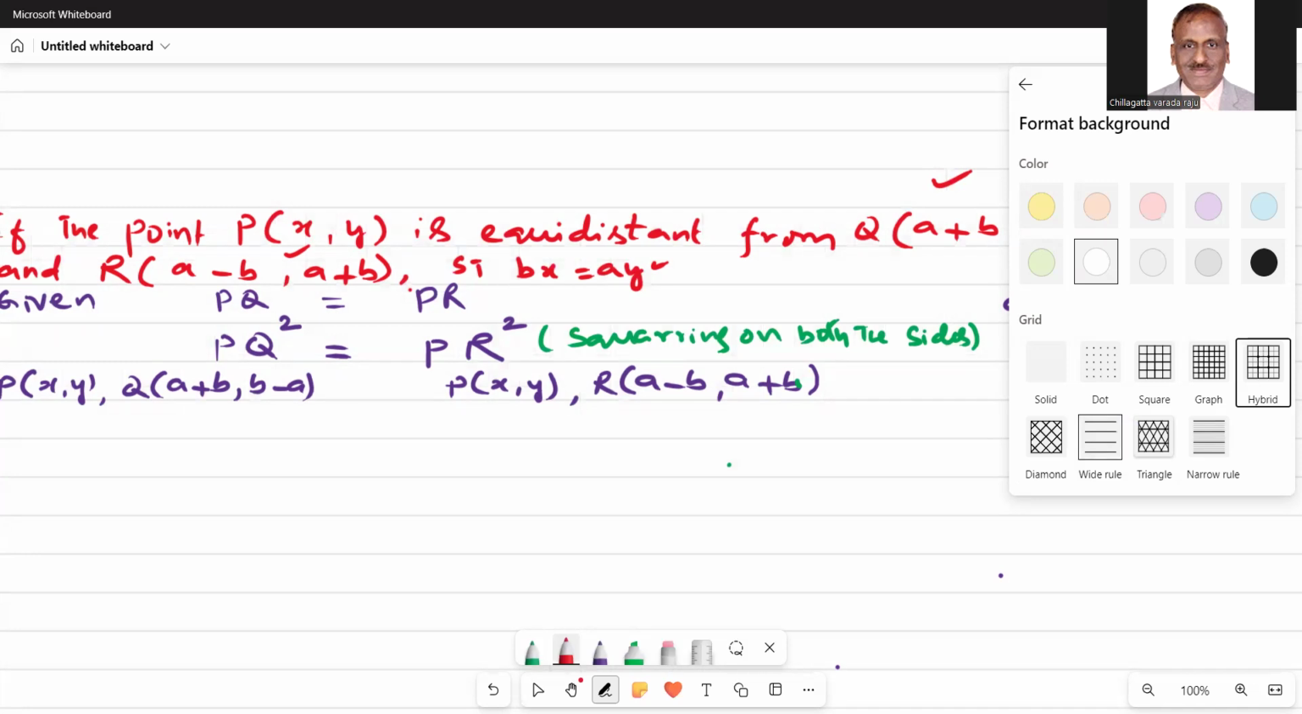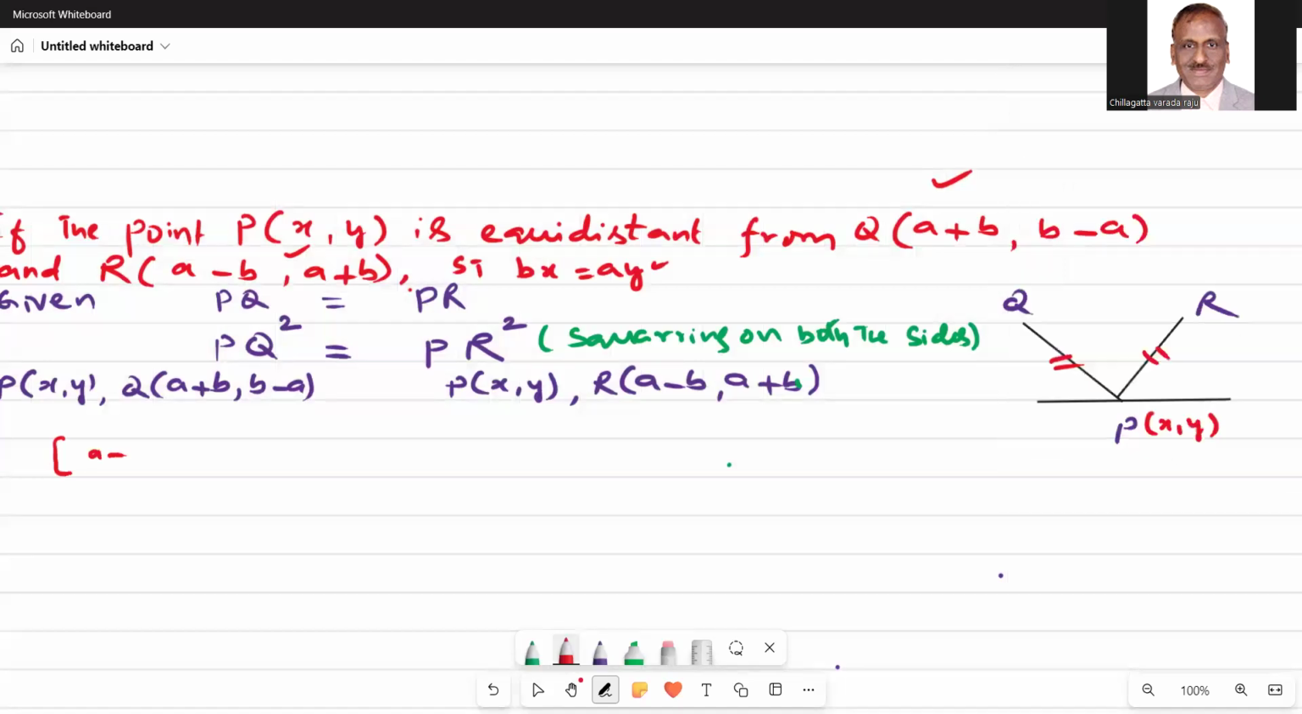So what is PQ square here? PQ square is x2 minus x1 whole square. What is our x2 here? A plus b minus x whole square. This is x1 y1 and this is x2 y2. Here also, this is x1 y1 and this is x2 y2. Then plus y2 minus y1, what is y2 minus y1? B minus a whole square. I have not used the root because we are finding PQ square directly.